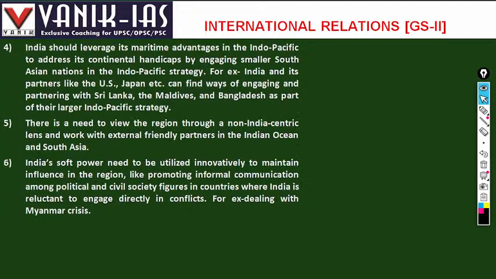India should leverage its maritime advantage in the Indo-Pacific to address the continental handicap by engaging smaller South Asian nations in the Indo-Pacific strategy. For example, India and its partners like the US, Japan, etc. can find ways of engaging and partnering with Sri Lanka, the Maldives, and Bangladesh as part of their larger Indo-Pacific strategy.